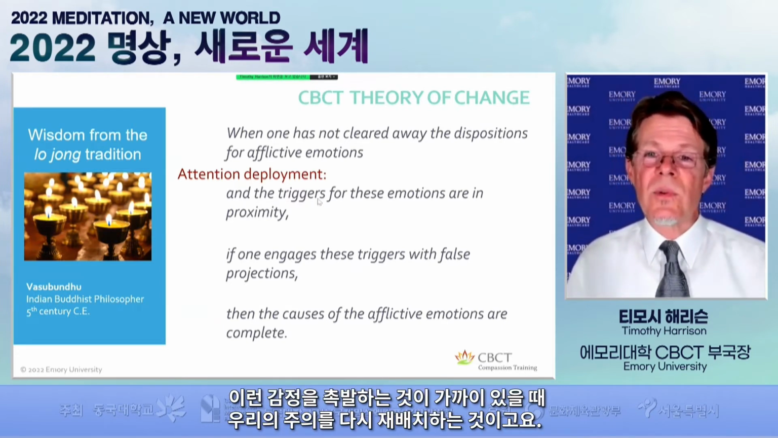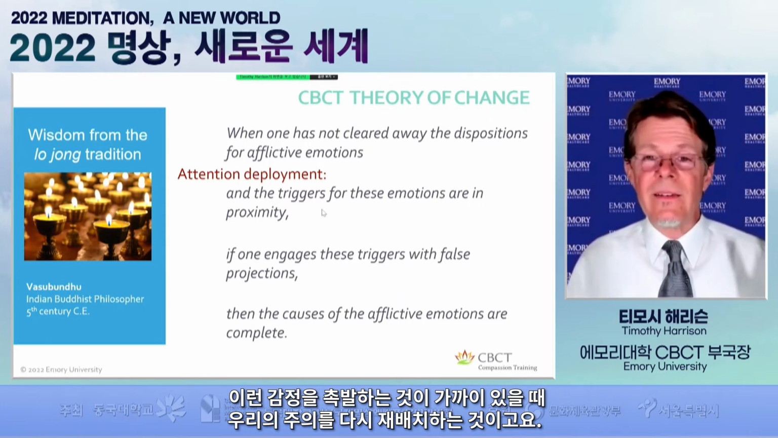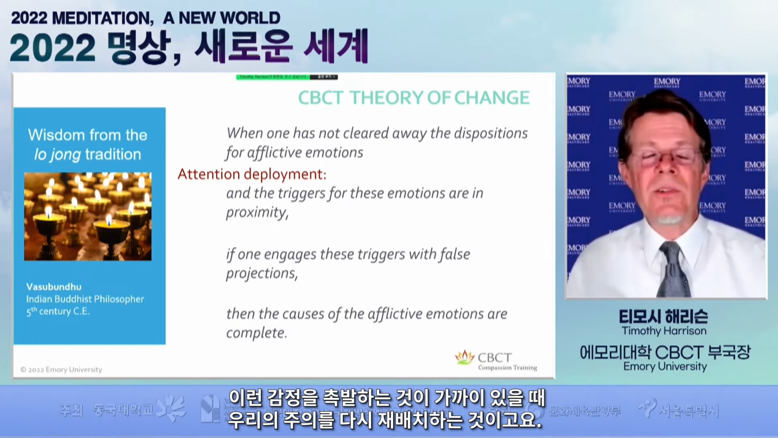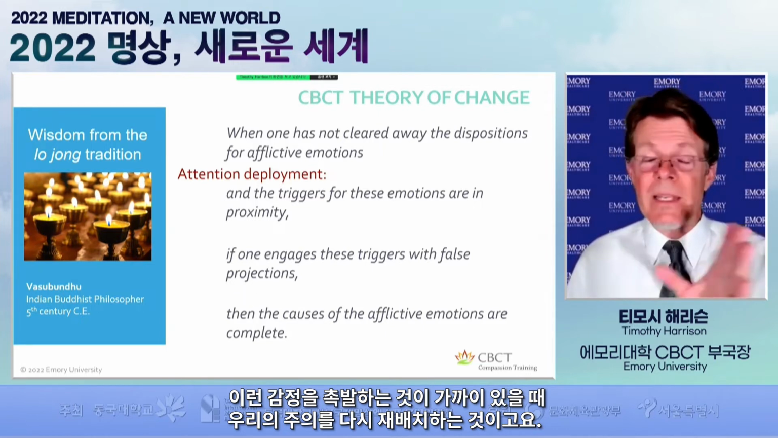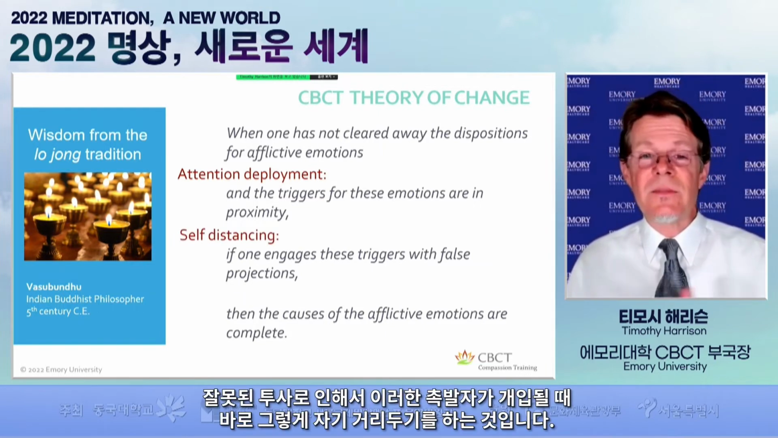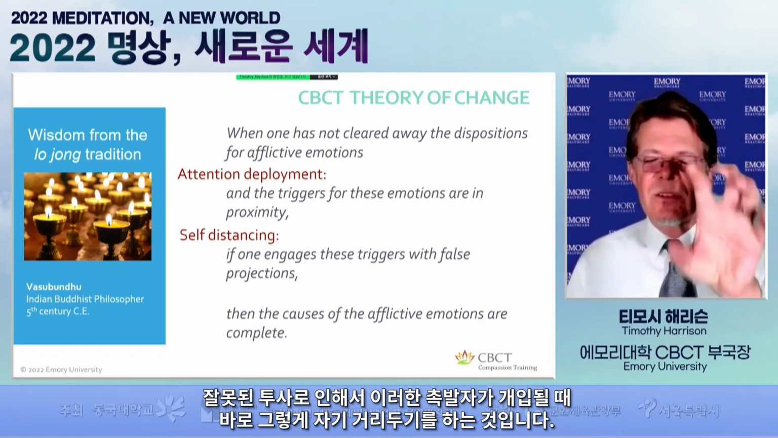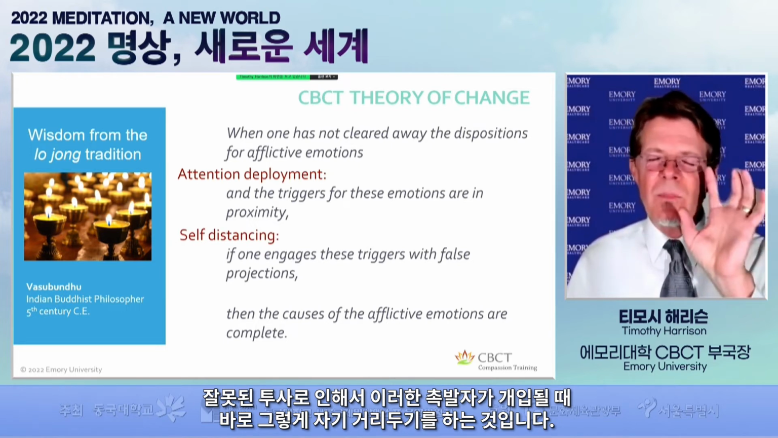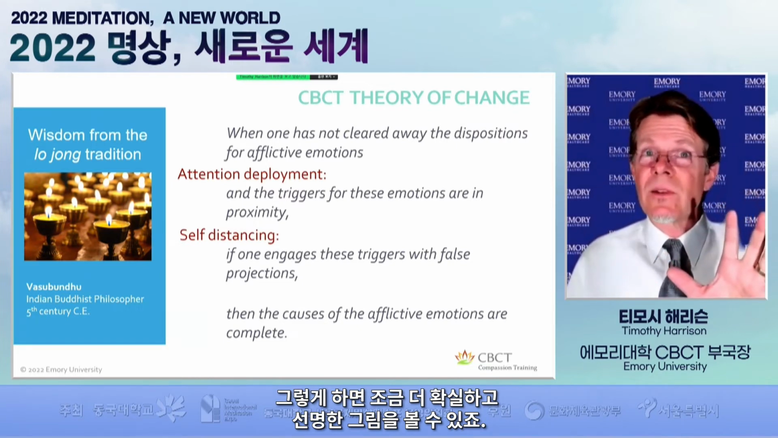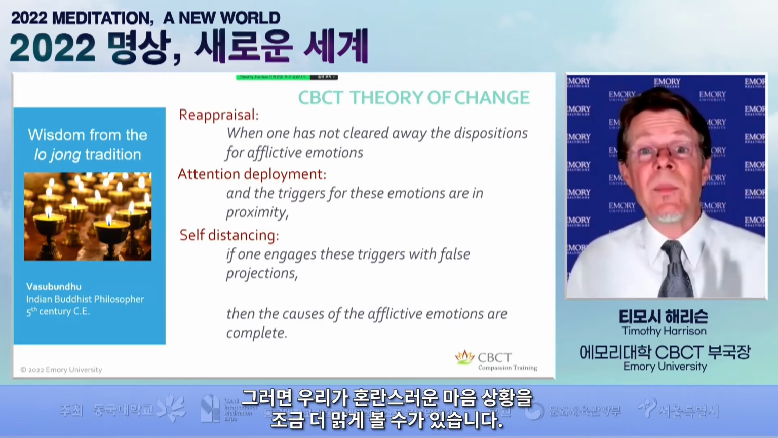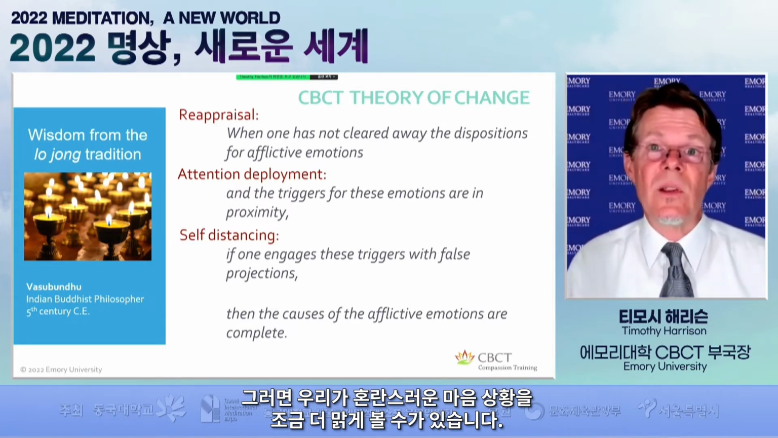This one, triggers are in proximity, is about attention deployment. If the trigger is there, if I can get away from it, then the emotion won't be there. That's distraction and redeployment of attention. Self-distancing: if one engages these triggers with false projections, the mind is kind of stirring the pot and ruminating and putting all this stuff on things. If we can back up and get a little clearer picture, then we can do the reappraisal part, which helps us, again, clear away our dispositions.